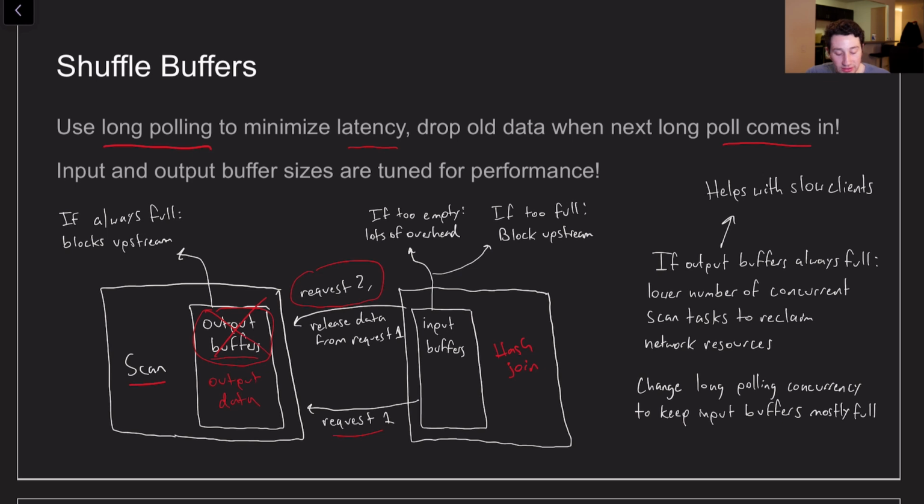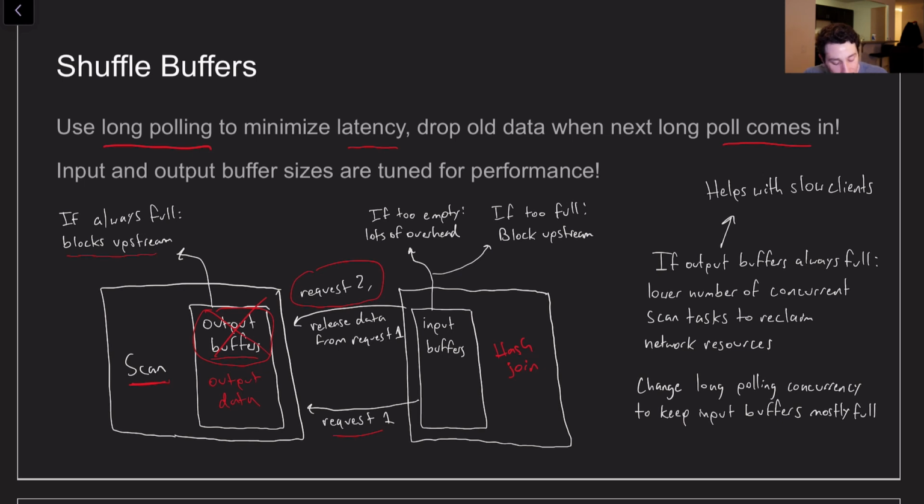So when it comes to these shuffle buffers, there's actually a lot of tuning that needs to be done for a few different reasons. So I'm going to try and go through them right now. If our output buffers are too small, basically what this means is we're going to block our upstream operator, right? So if this is a scan operator and our output buffer is full, we can't really do any scanning from the external file system because all of a sudden we have no memory to write that data into.